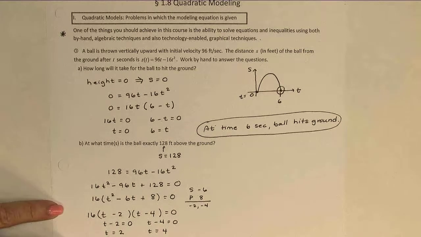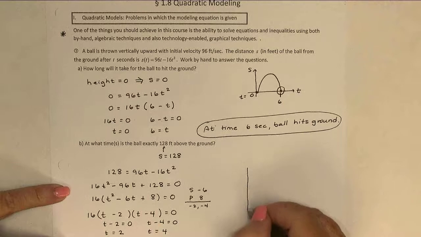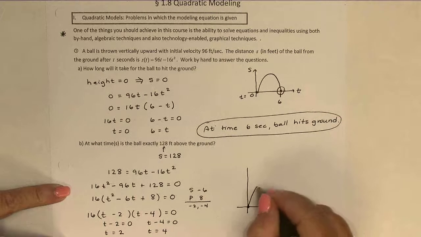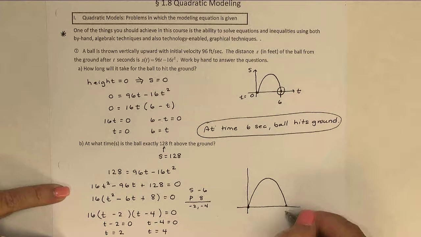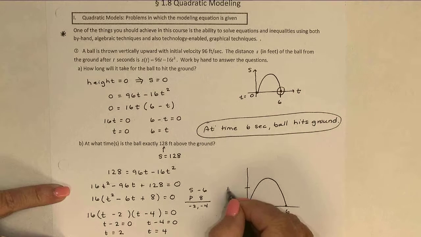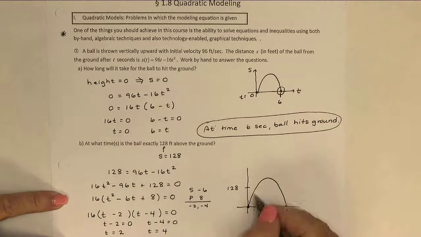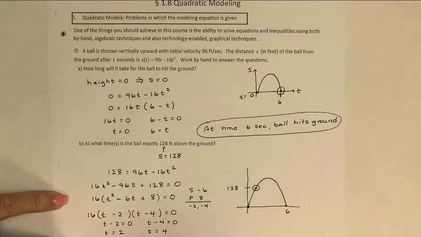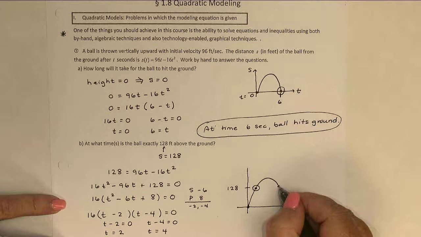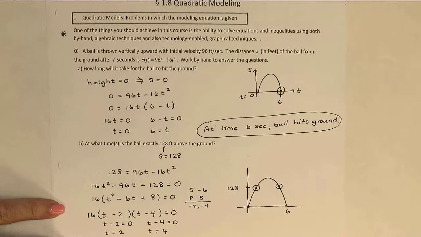Now, why did I come up with two different solutions? Well, again, if I think about what's happening with this ball, we knew it landed at 6. If this is 128 feet, basically on the way up, it passes through 128 feet high, and it's going to pass through that 128 feet again on the way down. So what we just discovered is, basically on the way up, after 2 seconds, the ball is 128 feet in the air, and then it's 128 feet in the air again on the way down after 4 seconds.